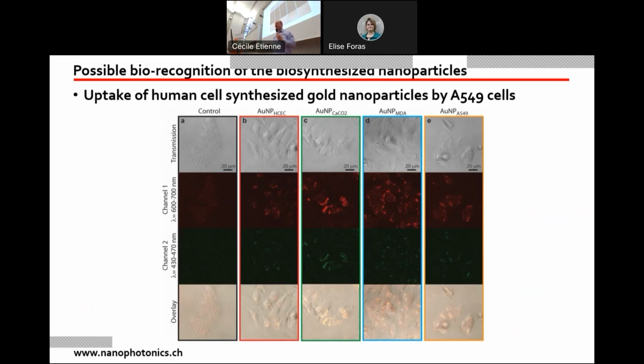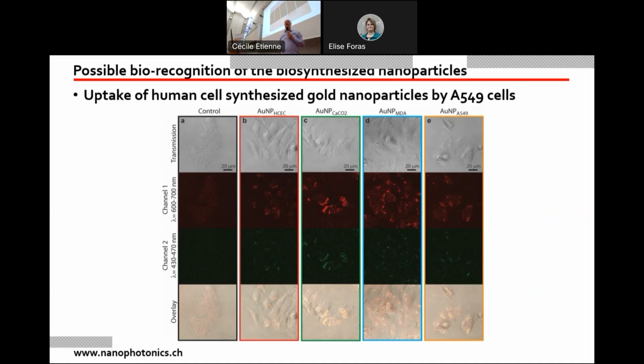And our hope is that having produced them with a cell, they will be better incorporated by other cells because they have this protein corona on their surface. And these are some tests where we have produced gold nanostructures with a given cell, and then we look at the uptake by other cells. And contrary to what happens with normally synthesized gold nanoparticles, these ones seem to really go everywhere within the cell. So maybe they could be useful.